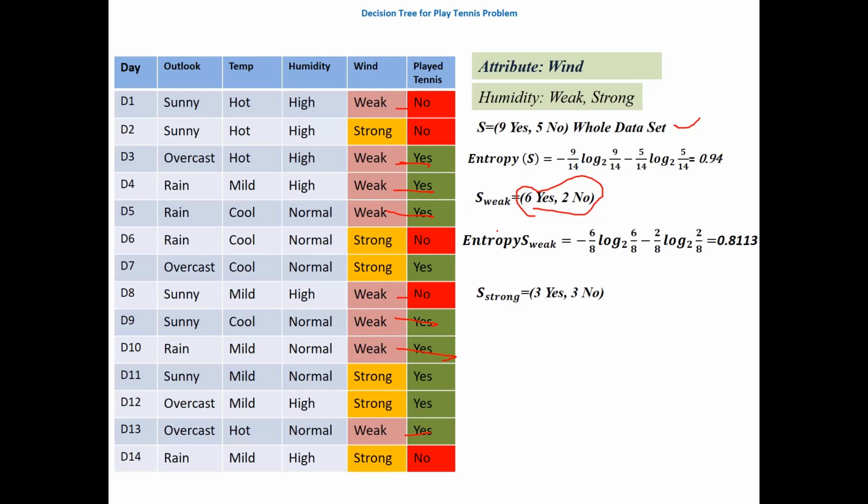Similarly we can find for the strong. So 3 yes and 3 no, as we already discussed that if there are equal number of positive and negative examples, entropy comes out to be 1. So for entropy of strong value, the value comes out to be 1. Why? Because there are equal positive and negative examples.